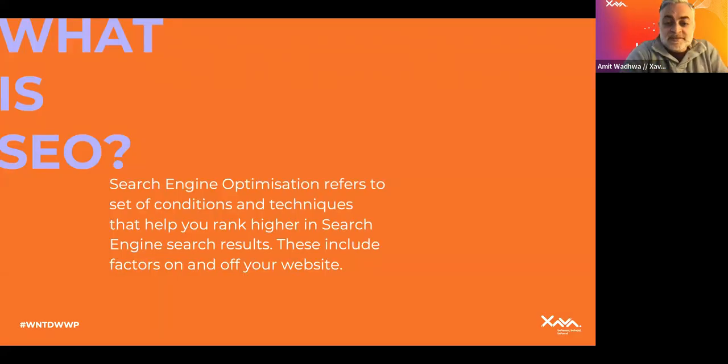So what is search engine optimization? There's the definition, but essentially it's a set of signals that we can control that help search engines rank our content on the web. These signals are a mix of technical, non-technical and content-based. Some of them you can easily control, and we focus on those today.